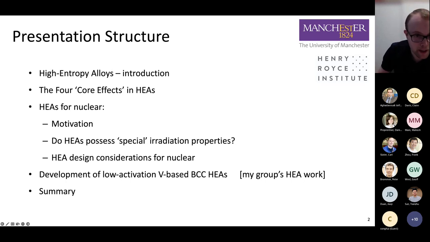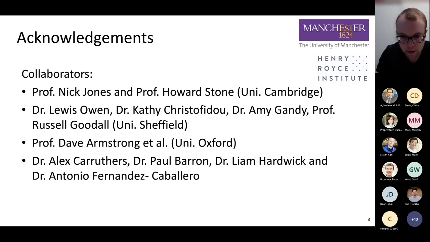A lot of the stuff to begin with, I should say, I'm going to refer to work in the literature as well as from my own work, and then at the end I'll talk very specifically about my own group's work. This isn't obviously my own work alone. It's work that I've collaborated on with lots of different people, from the University of Cambridge, Sheffield, and Oxford, and here are some postdocs and PhD students who have carried out some of the investigations and the results that you're going to see.